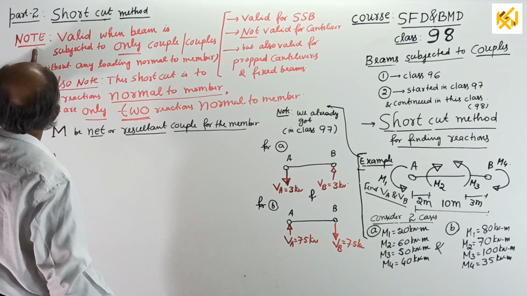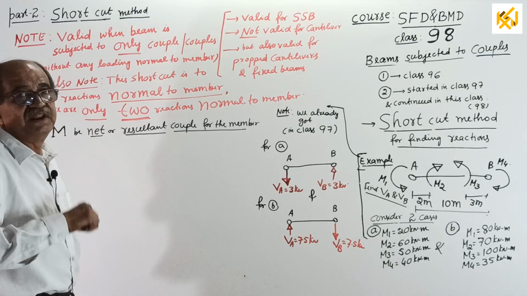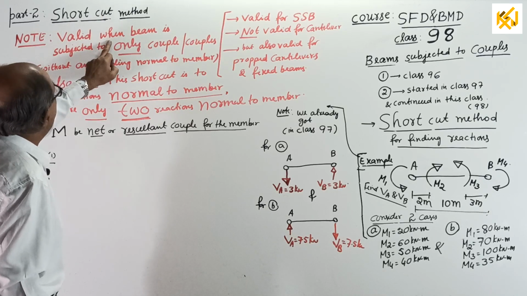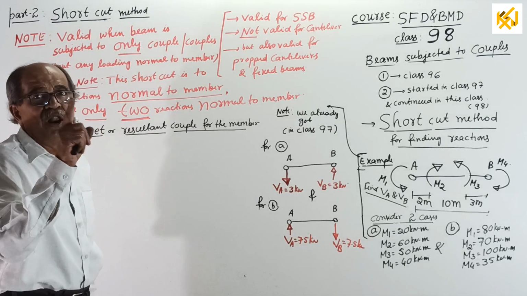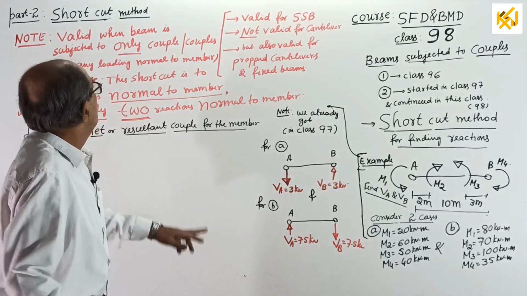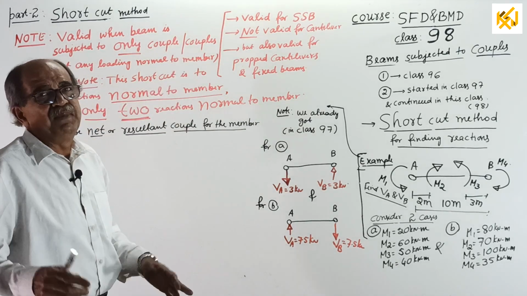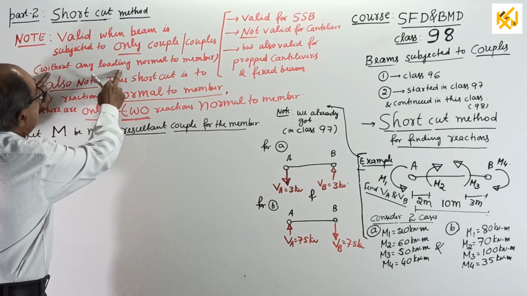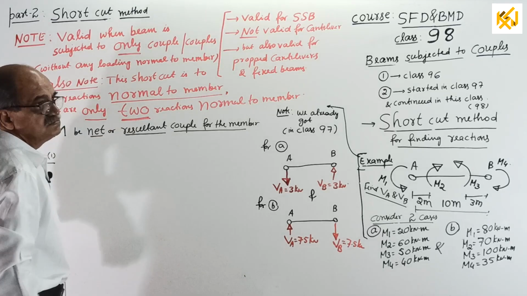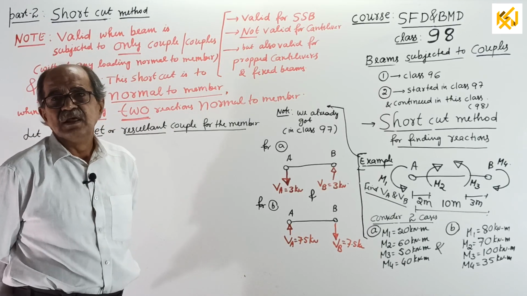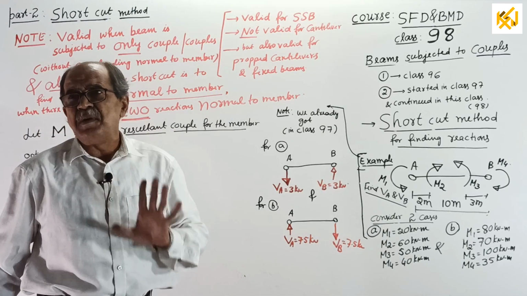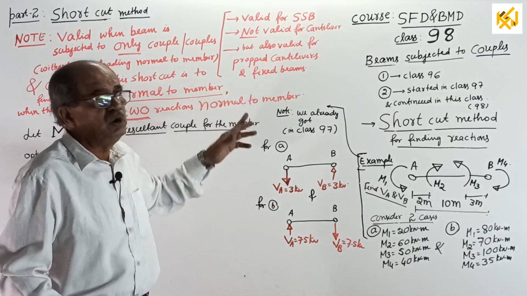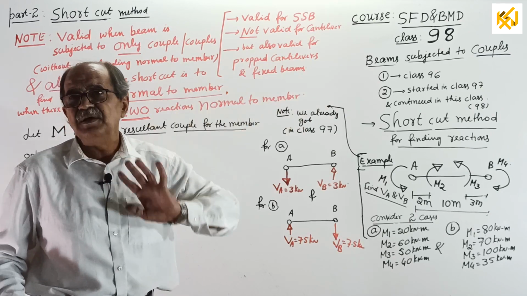And remember, note, there are some conditions. The shortcut method is valid when the beam is subjected to only couple or couples. Multiple couples will do, only couple or couples without any loading normal to member. That is very important. There should not be any load on the member. Suppose it is a load and couple combination, then we will not do this way. Traditional way we will do it.